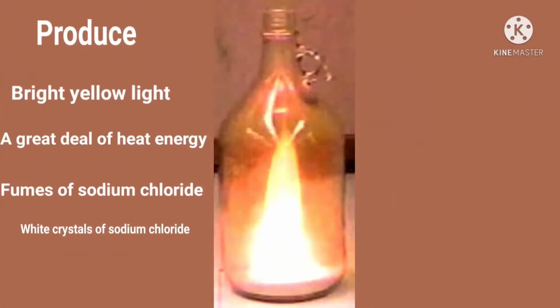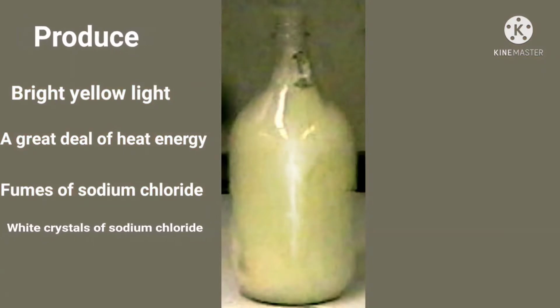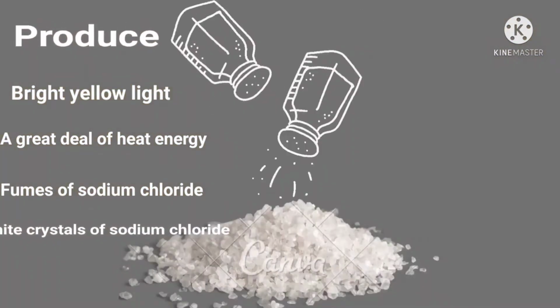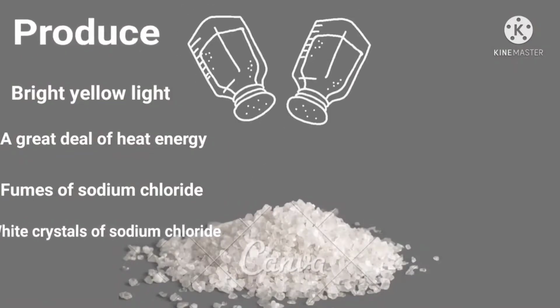What will happen if we put these two most reactive elements, the metal sodium from group 1 and the non-metal chlorine gas from group 17, together? Let's see how they bond, or how they react to each other, when a small piece of sodium is added to the yellow-greenish chlorine gas. They form an ionic bond, which gives us the simple salt sodium chloride, or table salt. Their reaction produces a great deal of heat energy, bright yellow light, fumes of sodium chloride, and of course white crystals of sodium chloride.